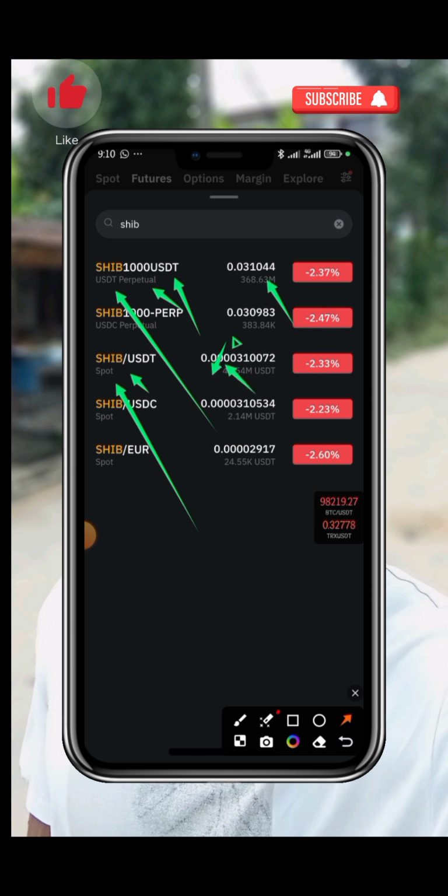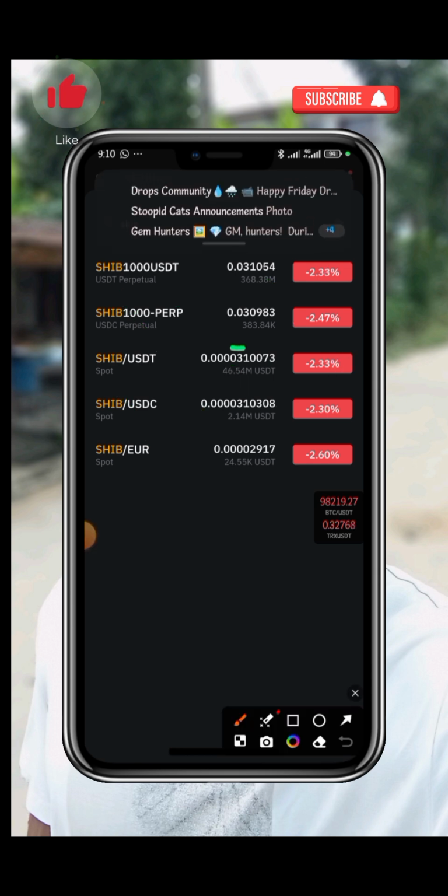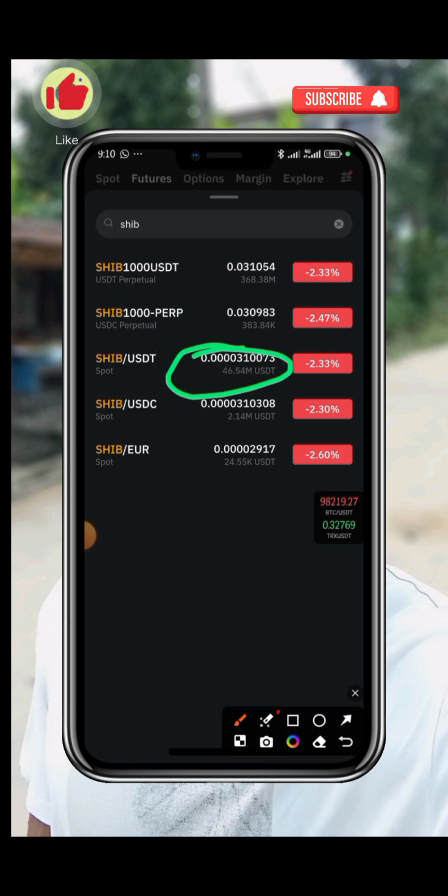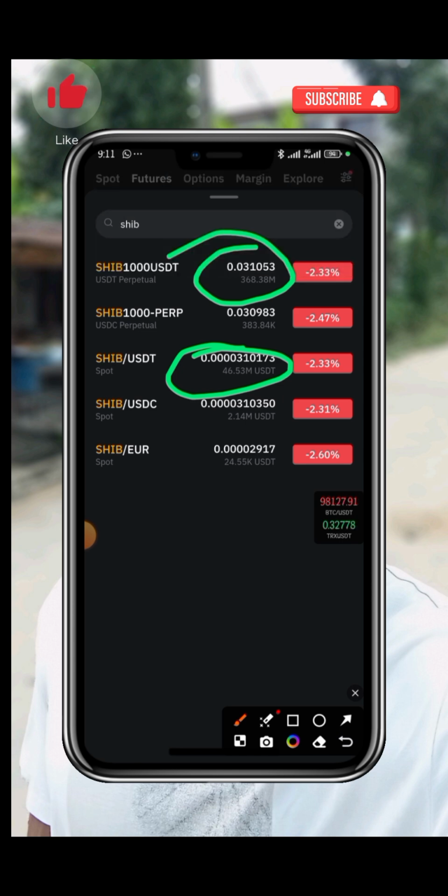If you multiply this by 1000, it's going to give you this price. So they are both the same. Their charts are the same. There is no difference. Don't allow anybody to tell you that they are two different things. Just that this one is under perpetual. That is why it was multiplied by 1000, so that it can be futures eligible, while this is just a normal spot trade.